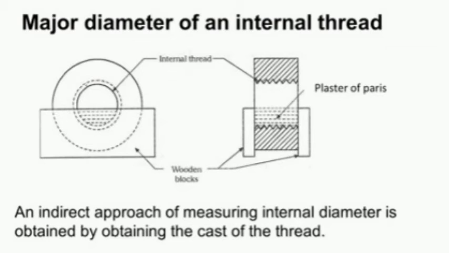By using this solidified part and the bench micrometer, we can measure the major diameter of the internal thread. Again, in the cast that is obtained, we should measure R1 and R2. Then we should use the equation to find the major diameter.